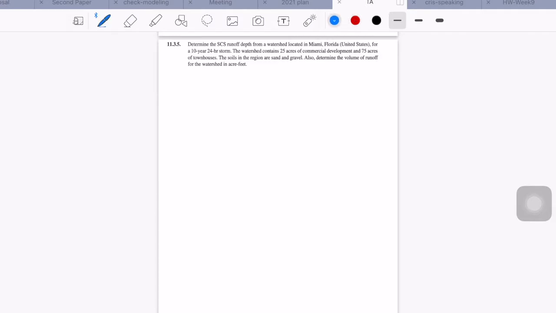So, based on the second paragraph on page 413 in the textbook, we know that the sand and gravel belongs to the hydrological soil group A soil.